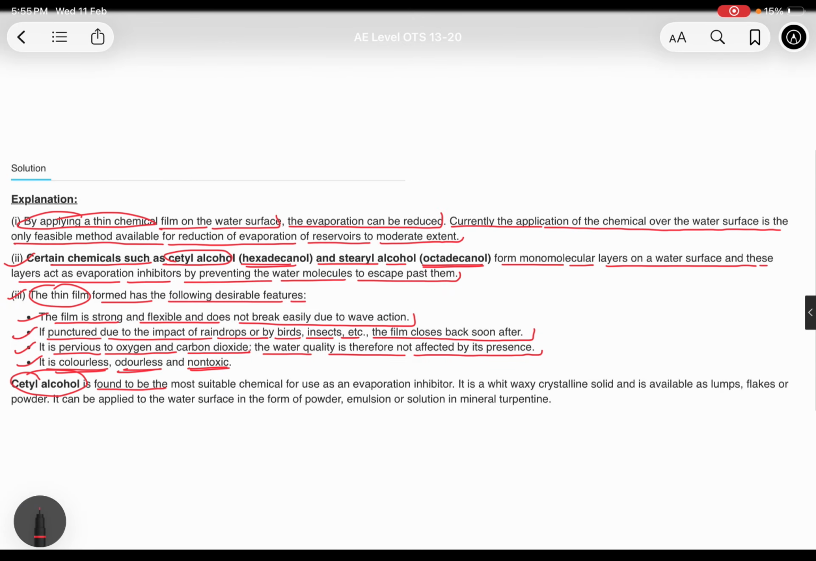Cetyl alcohol is found to be the most suitable chemical for use as an evaporation inhibitor. It is a white waxy crystalline solid, available as lumps, flakes, or powder. It can be applied to the water surface in the form of powder, emulsions, or a solvent in mineral turpentine.